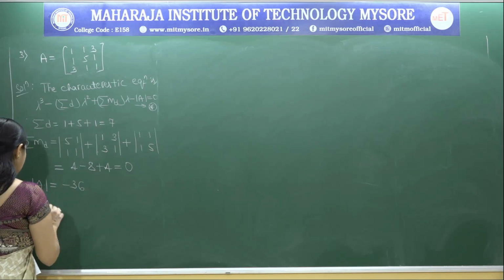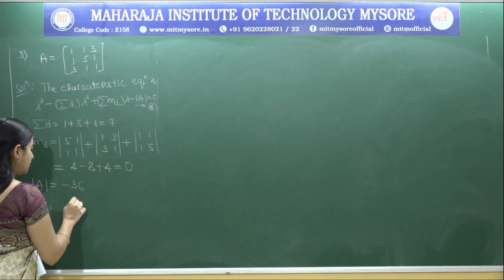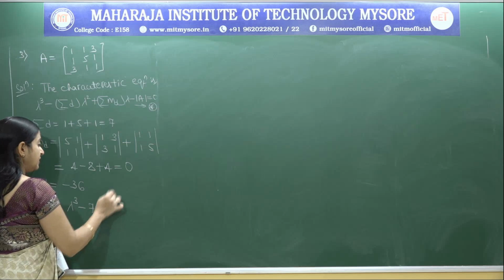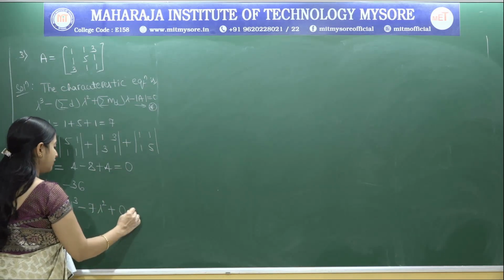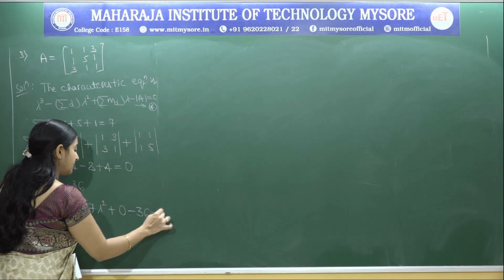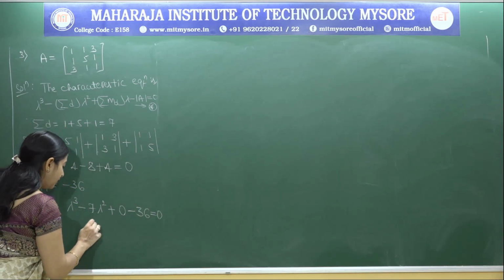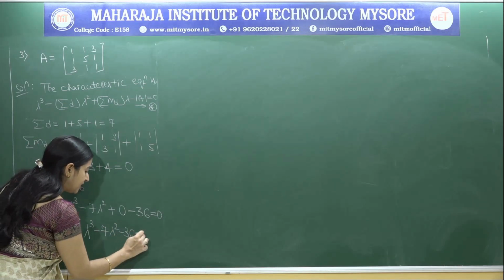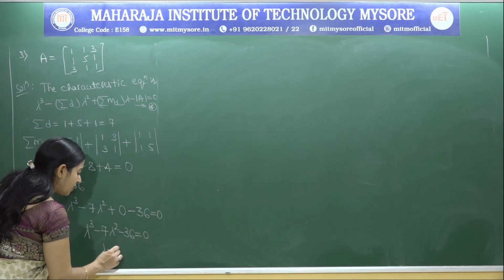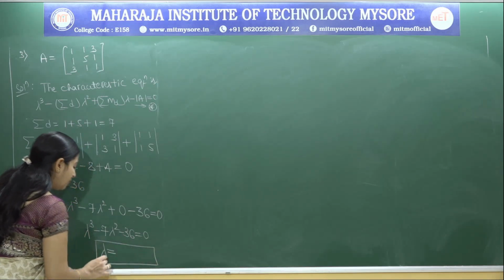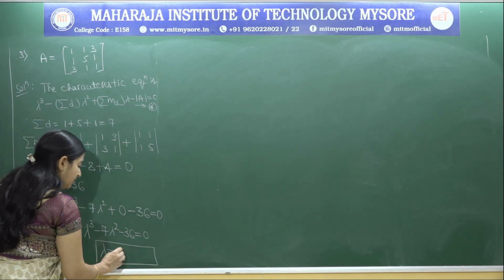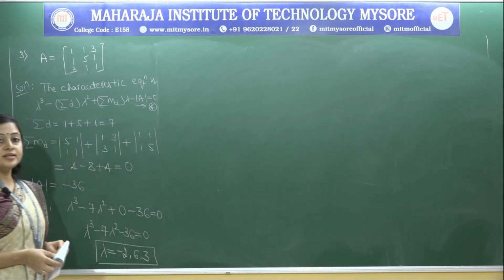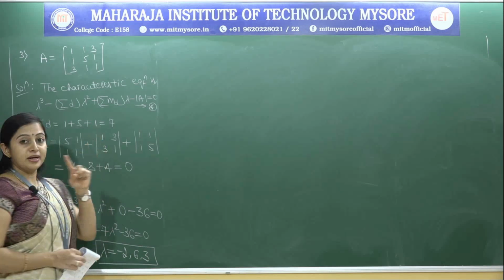Then substitute this in equation star. You will get the cubic equation lambda cube minus 7 lambda square. The minor entry is 0. The last one, determinant of A is minus 36. So we will get the cubic equation lambda cube minus 7 lambda square minus 36 equals 0. Solve the cubic equation in your calculator. You will get the roots minus 2, 6 and 3. These are the eigenvalues of the given matrix.